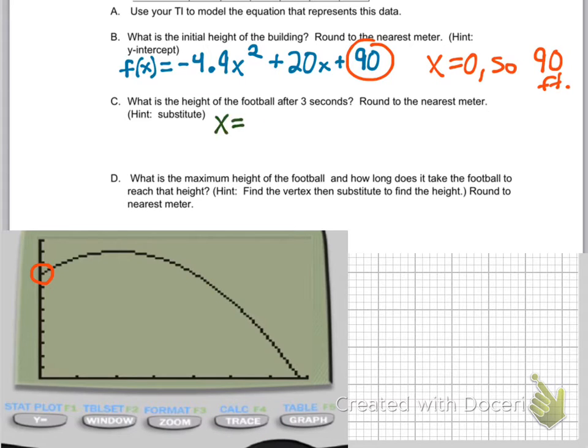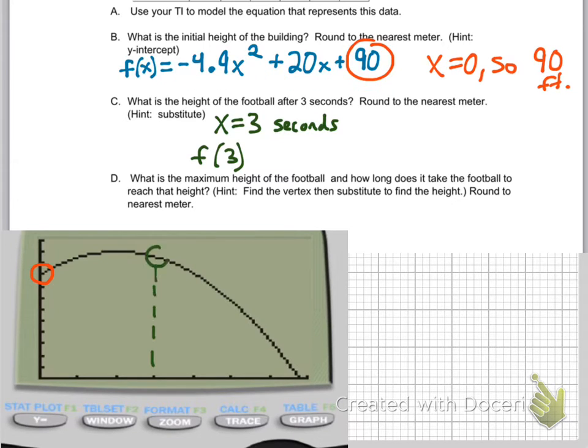Now, right here, for the next question, what is the height of the football after 3 seconds? We're going to use exactly that. You go ahead and press trace and then type in a 3. That's the same as if we plugged 3 into the function, f of 3. So if you plug it in, you could just say negative 4.9 times 3 squared plus 20 times 3 plus 90 and do all that by hand.